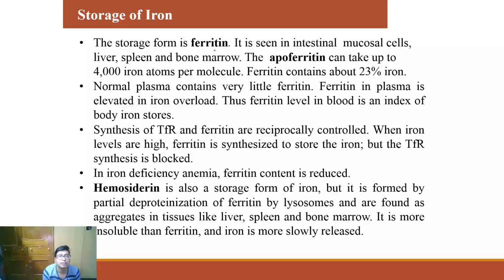As you know, this is simply repetition. The storage form of iron is ferritin. It is present in the intestinal mucosal cells, liver and bone marrow. Now, as you read, apoferritin combines with iron to form ferritin. The capacity of apoferritin is 4000 iron atoms per molecule. This is just for your interest, not important to remember. Now, 23% of iron is present in ferritin. Normally, plasma contains very little ferritin. Why?